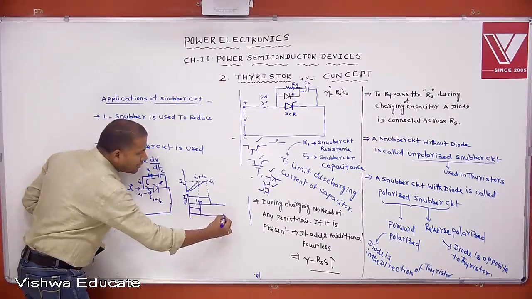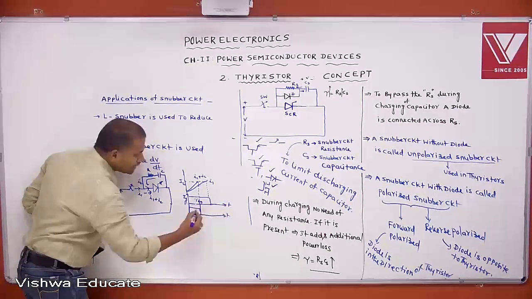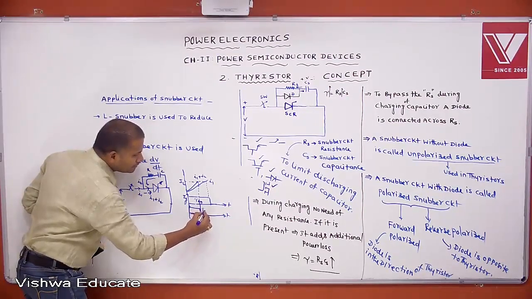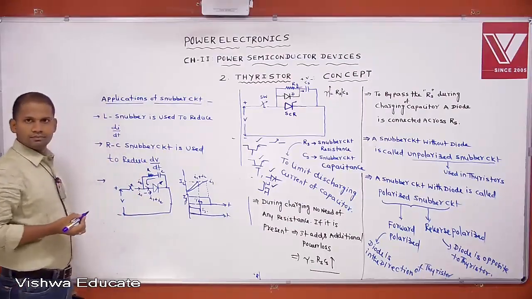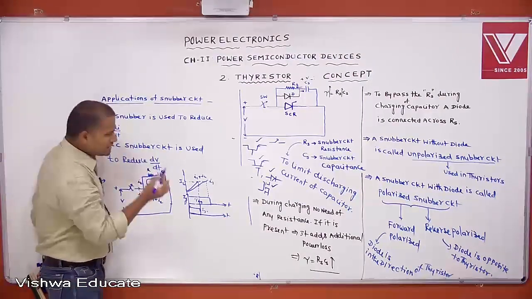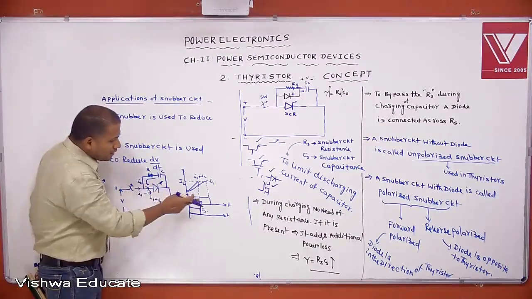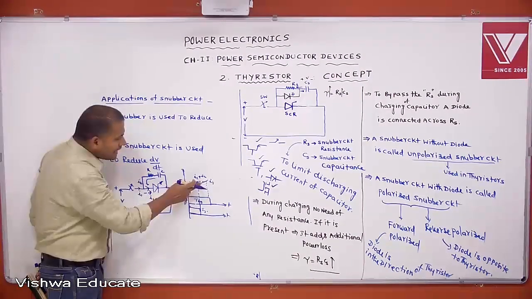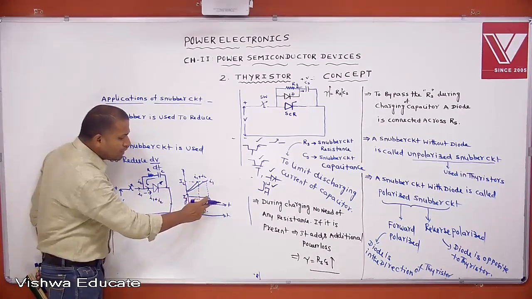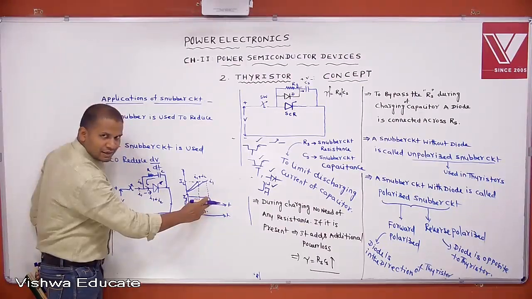Within less time we can remove the gate pulse. This is T, this is T. Then this is the gate pulse. Understood? See the concept. Because of one current is existing, to reach the latching current it takes more time. That's why we apply the gate signal for more time.